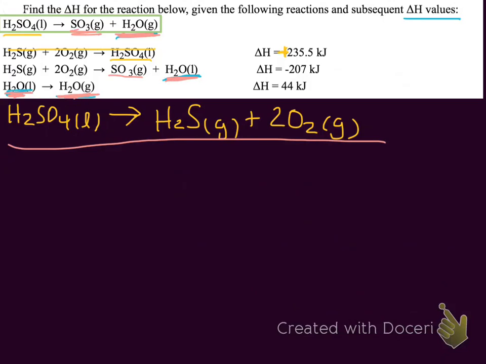All right, so if we look here, we can cross out oxygen, the 2 oxygens, because this is on the reactant side, this is on the product side. We can also get rid of H2S, because this is on the reactant side, this is on the product side. And if we look here, we can get rid of H2O liquid. Okay, and so what we're left with is hopefully what we want in the end.